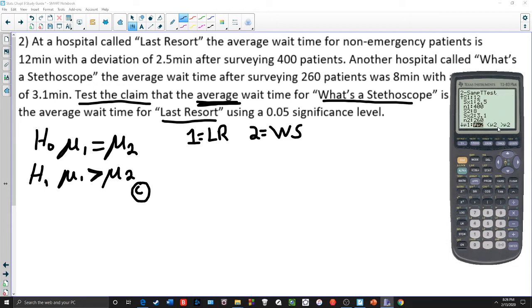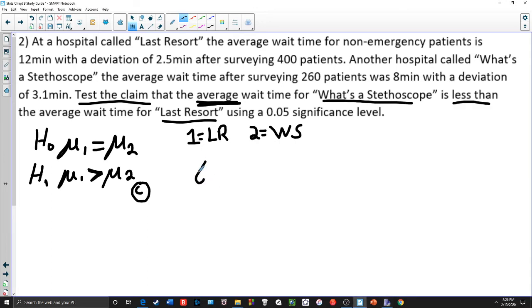We make sure that this matches our alternative hypothesis. Our alternative hypothesis is that mu1 is bigger than mu2. So there's mu1, which should be bigger than mu2, so we want the last one. Pool is always no. We go to calculate. Again, the information for What's a Stethoscope was stated kind of weirdly, because they gave you the patient number, the average wait time, and then the deviation in kind of backwards order. So just be careful to read the problem first before you blindly enter numbers in. All right, so we have a t-score here because it is a t-test. Our t-score is equal to 17.44.